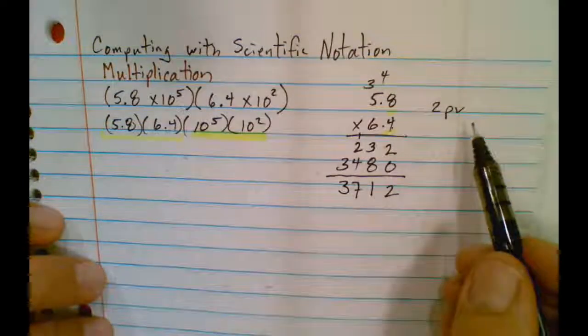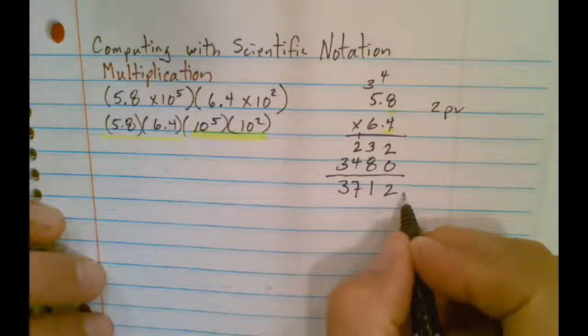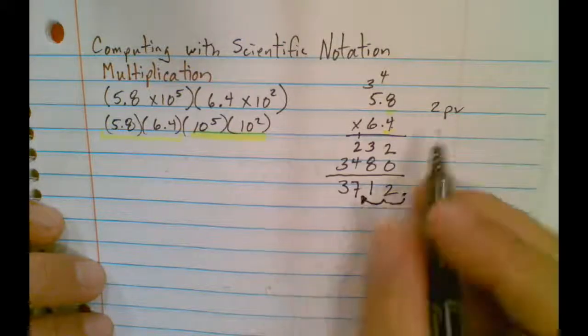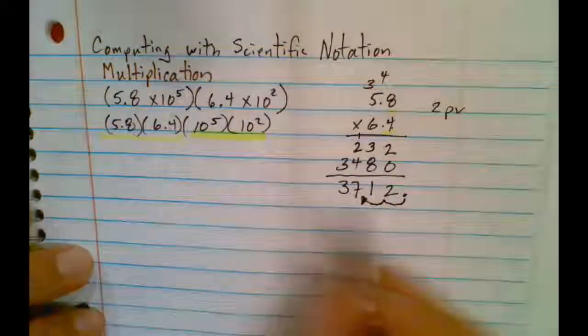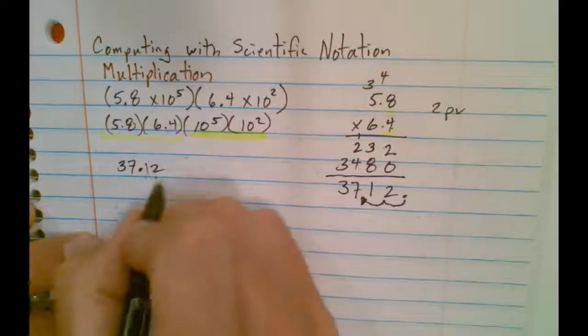And I have to remember that these are decimals, and I have to shift my place value, which begins here, 2 places. 1, 2. So it looks like 37.12. So this part becomes 37.12.